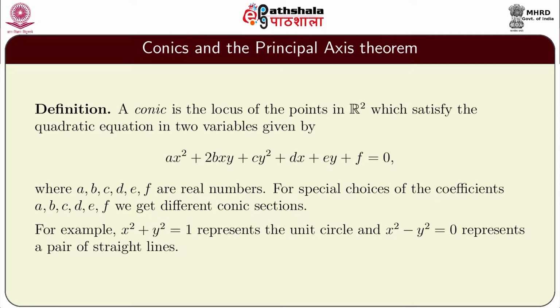And for special choices of the coefficients a, b, c, d, e, f, we get different conic sections. For example, x square plus y square is equal to 1 represents the unit circle, that means the circle centered at the origin 0, 0 of radius 1, whereas x square minus y square is equal to 0 represents a pair of straight lines.